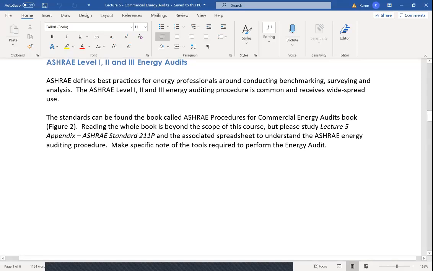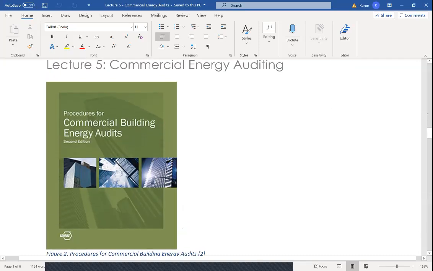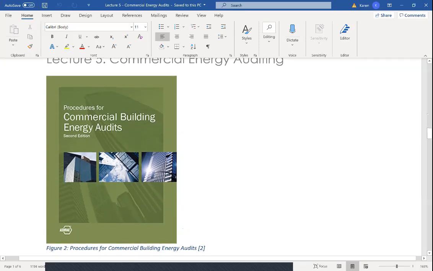So the ASHRAE commercial energy audits do not have a catchy title. It's literally called the level 1, 2, 3. So if anyone's talking about commercial energy audits, they'll say, what type of auditing do you do? The 1, 2, 3. So it's called the ASHRAE Level 1, 2, 3. I would argue that it needs a better name. But anyway, they're found in a book called Procedures for Commercial Energy Audits, which also could use a more interesting name. So this is what the book looks like.